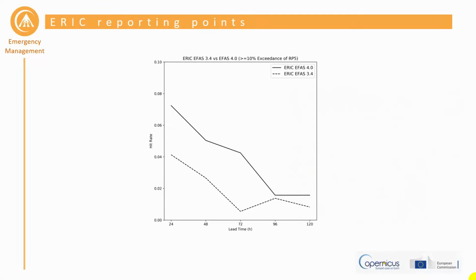Last but not least, the new calibration has also led to performance improvements in the ERIC flash flood forecasts. In here, you can see how the EFAS 4.0 ERIC hit rate has increased for all lead times when compared to EFAS 3.5 for the 10% exceedance probability, which remains as the preset threshold for issuing flash flood notifications.